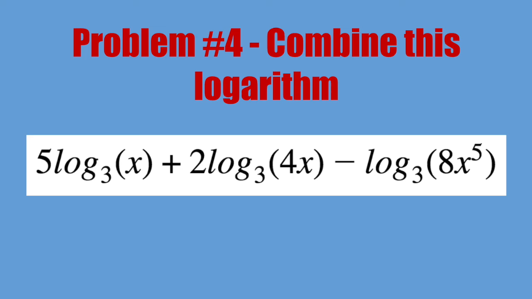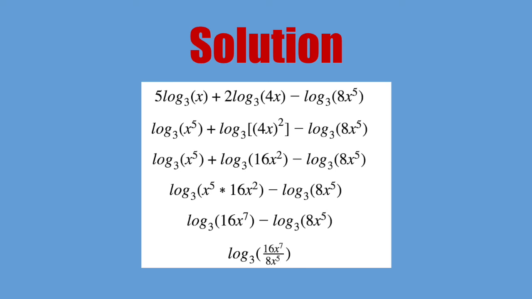So lastly, we have problem number 4, combine this logarithm. So we have 5 log base 3 of x plus 2 log base 3 of 4x minus log base 3 of 8x to the 5th. To first combine this logarithm, we're going to start off with the exponents, so with the power rule. We're going to bring up the 5 and the 2, so we're going to end up with log base 3 of x to the 5th plus log base 3 of 4x to the 2nd minus log base 3 of 8x to the 5th. The 5th was already there, so we didn't have to touch it.